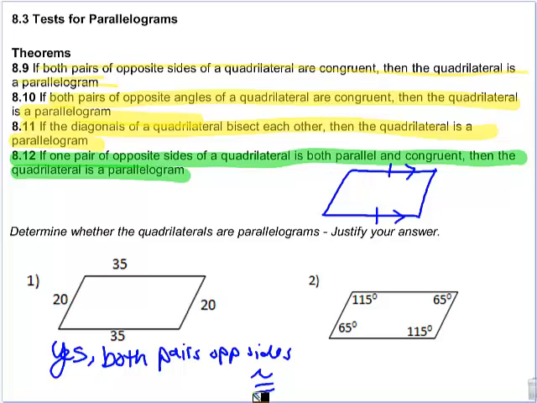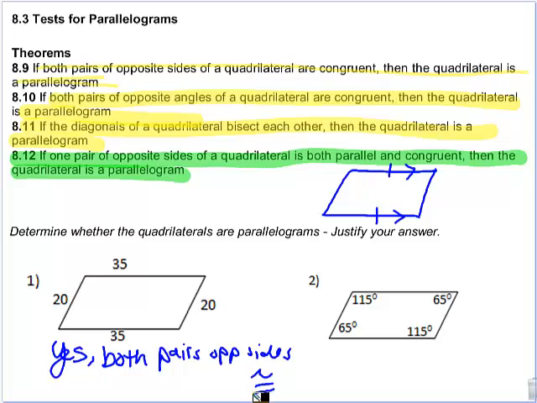What makes it a parallelogram? The opposite sides are congruent. The opposite sides are parallel. The diagonals bisect each other. The opposite angles are equal. Consecutive angles are supplementary. Did you get all that? Yeah, I got it. Okay.